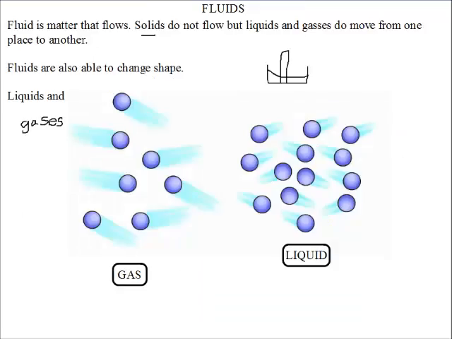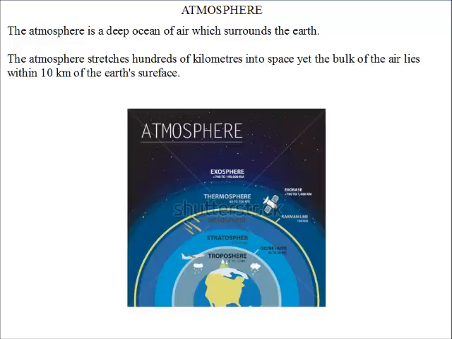So far we've talked about fluids. We get to see that liquids and gases make up fluids because they flow from one place to another. We've also talked about the atmosphere. We get to see that the atmosphere is a deep ocean of air which surrounds the earth. It extends into space, but most of the air is found in about 10 kilometers above the earth's surface.